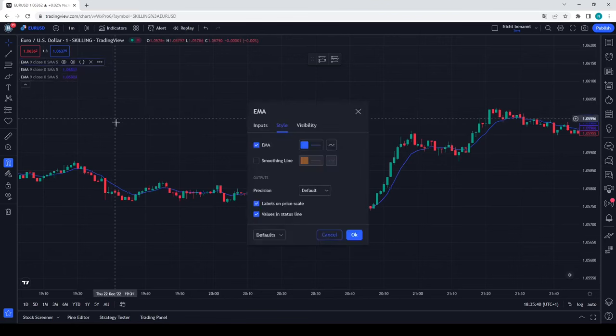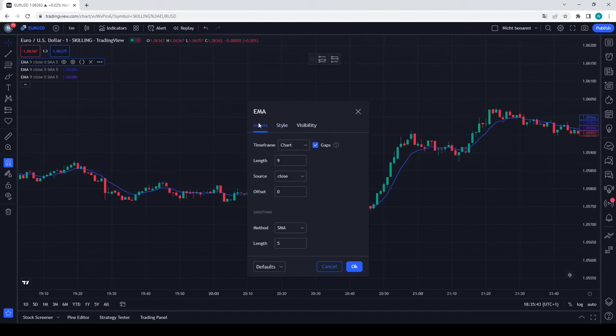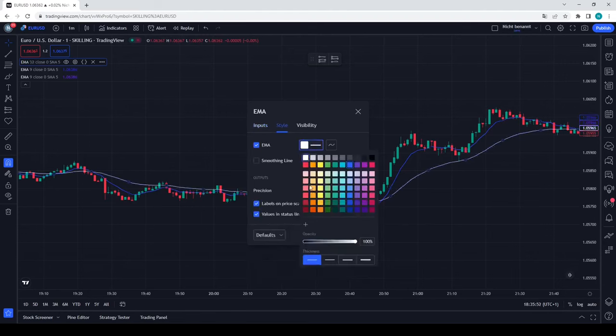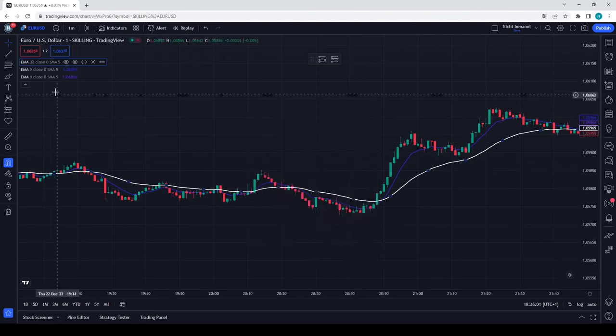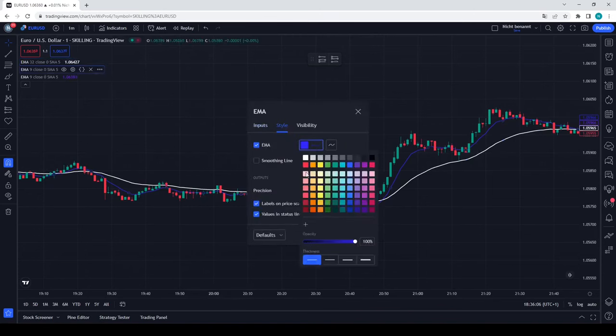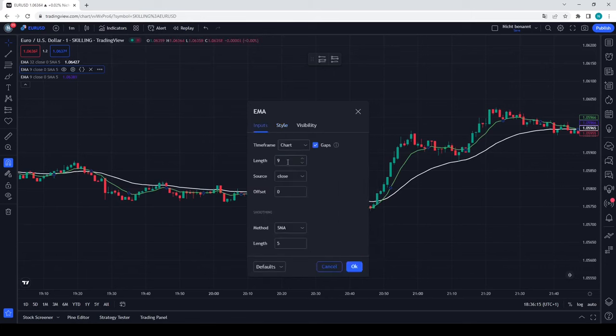So we go to the first EMA, click on it, and then we go on inputs. The length we are setting to 32 and the style is white, and for the thickness, I prefer the second thickness, and let's click OK. For the second EMA, we do the same, but this time we make this green, the same thickness. On the inputs we are going to 32 as well, and the source will be low.